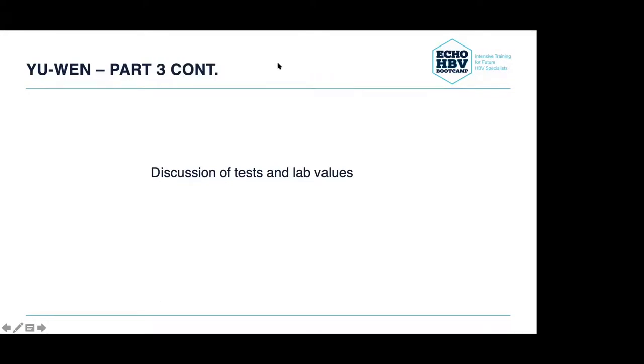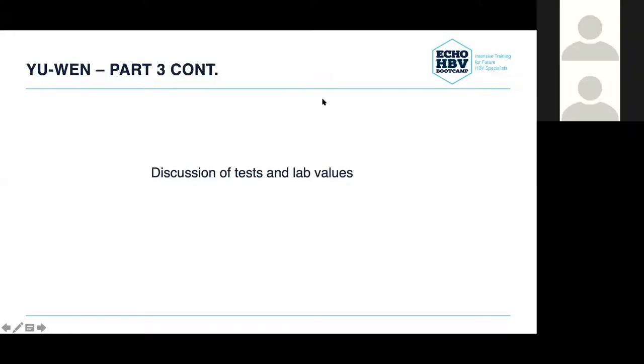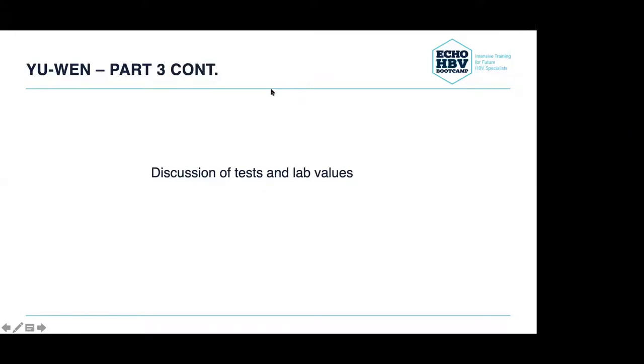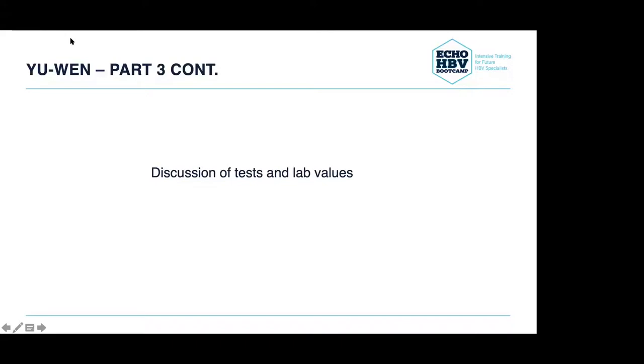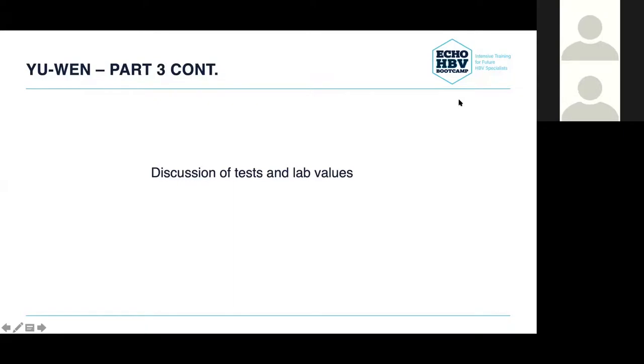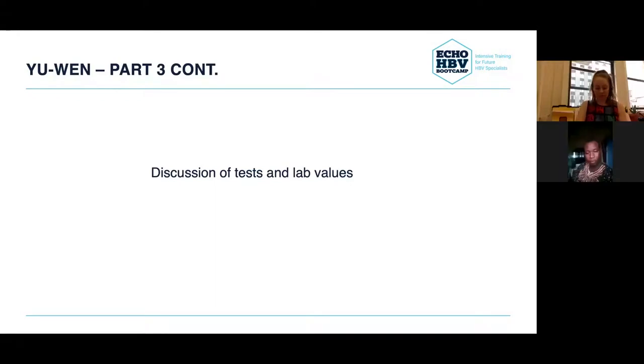You can open it up to discussion here. How about we have some of the folks who maybe haven't spoken up yet? Hello. Hi. So I would get a core and surface antibody and then a surface antigen to start, and then from there proceed if she could have chronic infection from vertical transmission.